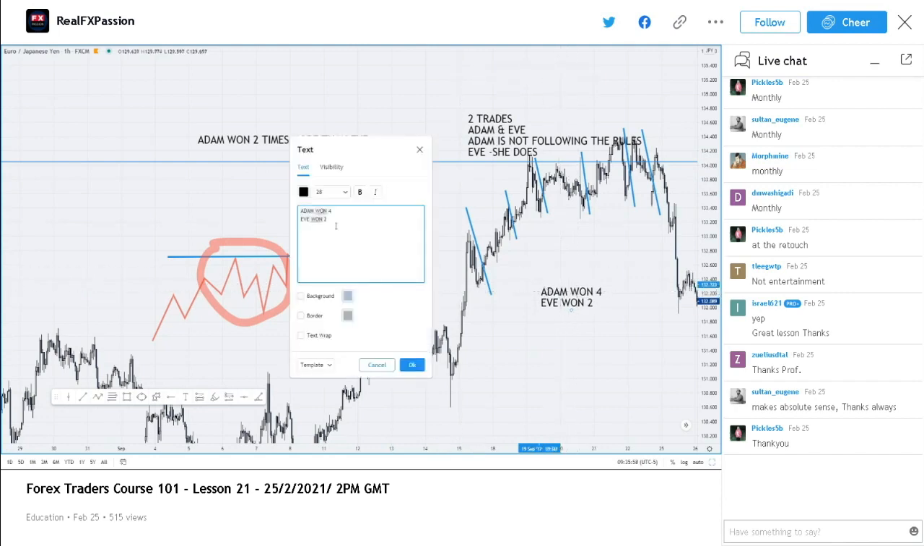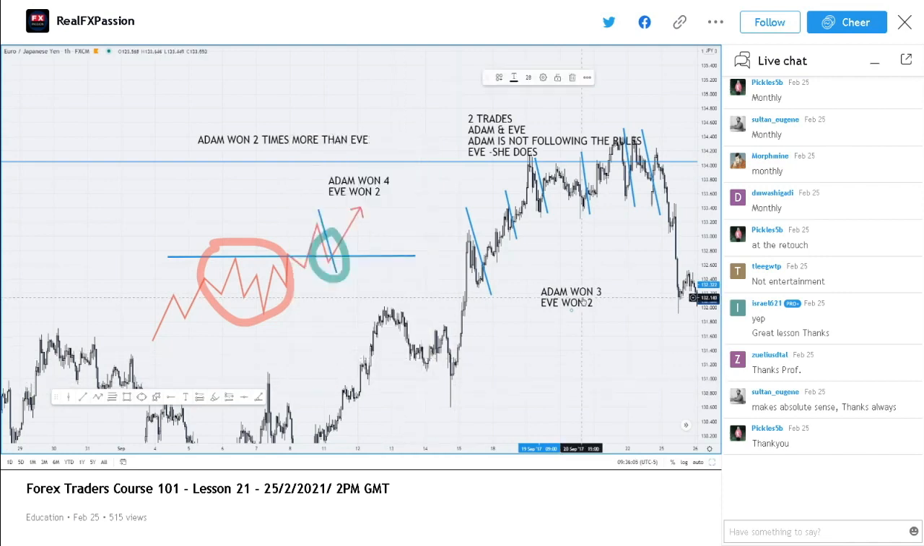Now, what is happening right now? Adam won 3, because Adam didn't care about pivot points. Now he gave back the money to the market. Does this make sense to everybody? Just because pivot points sometimes don't react.